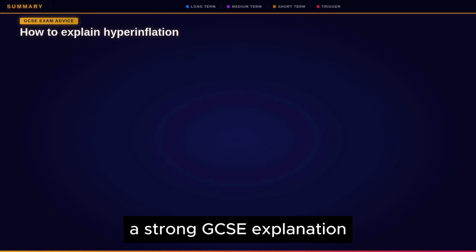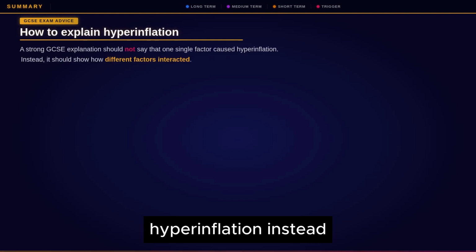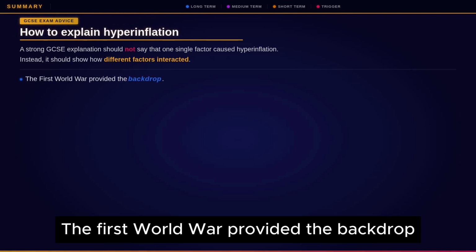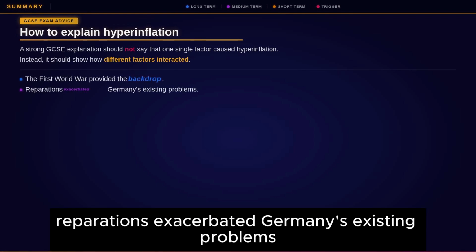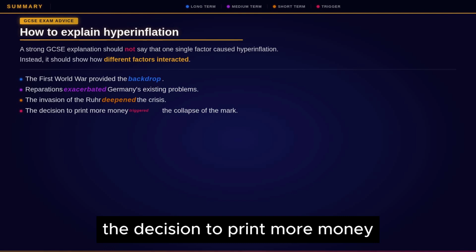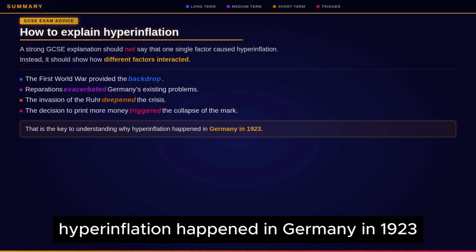A strong GCSE explanation should not say that one single factor caused hyperinflation. Instead, it should show how different factors interacted. The First World War provided the backdrop. Reparations exacerbated Germany's existing problems. The invasion of the Ruhr deepened the crisis. The decision to print more money triggered the collapse of the mark. That is the key to understanding why hyperinflation happened in Germany in 1923.